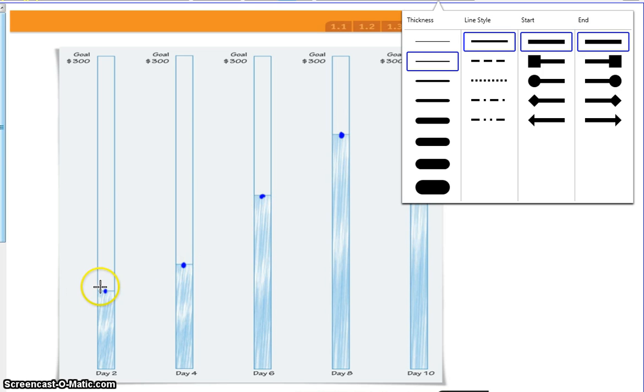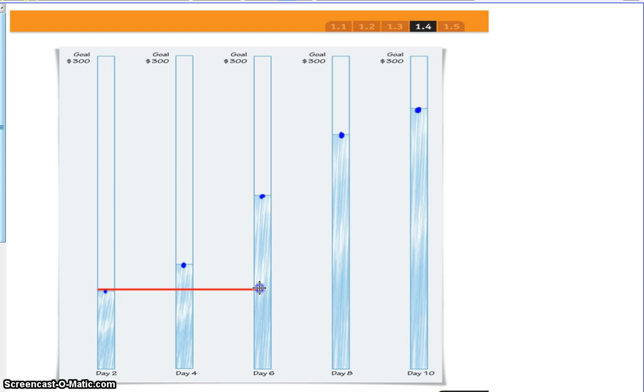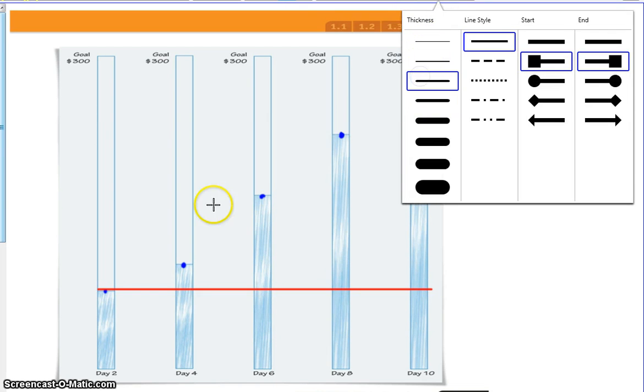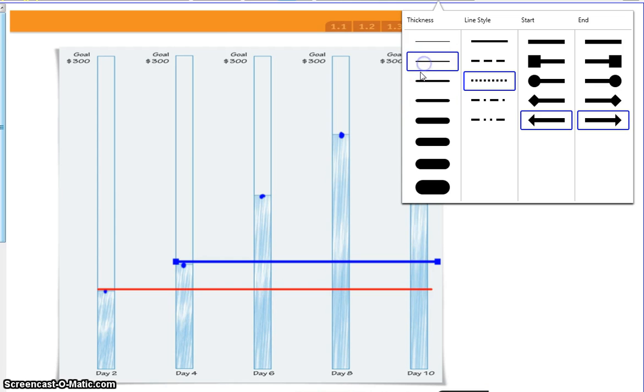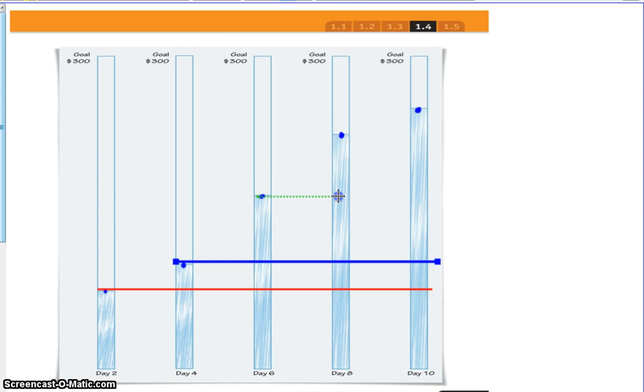Okay, so if I start here and I drag this across, my increments should go up by the same amount every day. So if I come out here, all right, and then I'll come over here, and I'll come up here, and I'll just keep making the lines extend out.